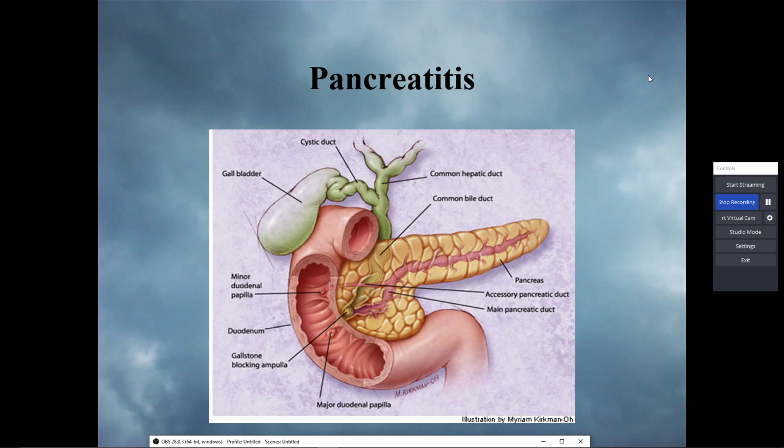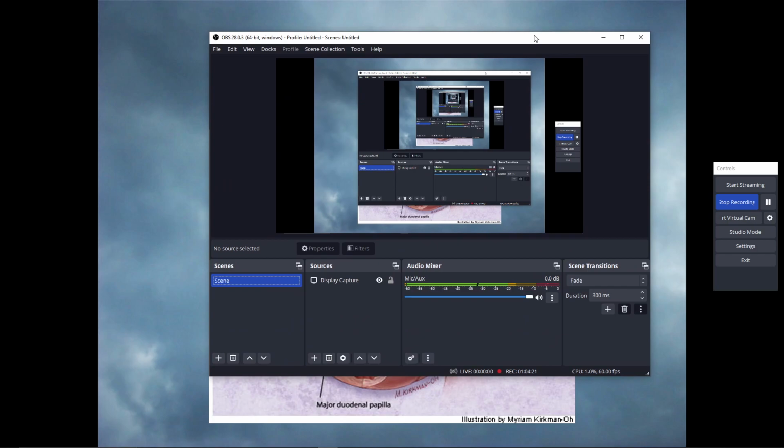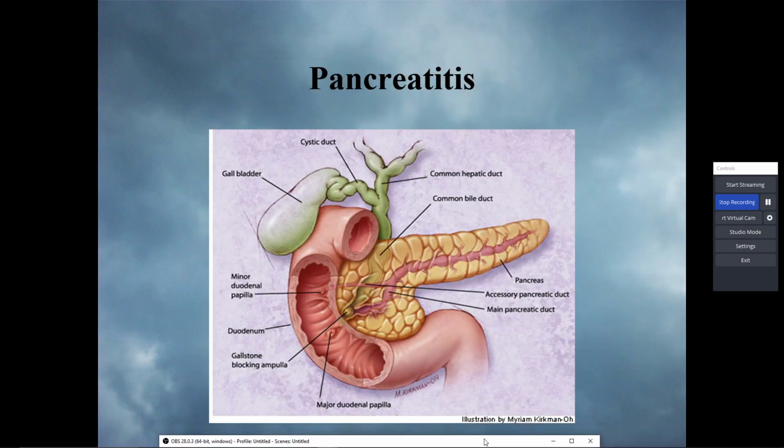All right. So we are going to jump now. Just really quick, I want to see where we're at in our lecture. We're at 1 hour and 4 minutes. We're going to keep on ticking. So let's go ahead and move our way into pancreatitis.